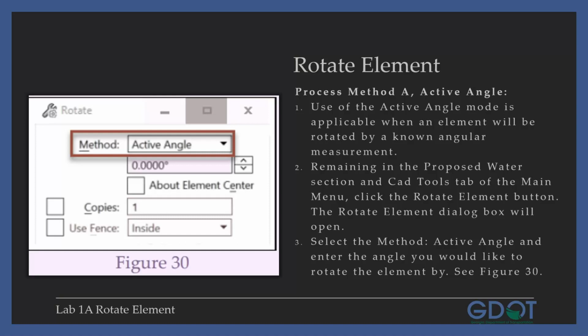Remaining in the proposed water section and CAD Tools tab of the main menu, click the Rotate Element button, and the Rotate Element dialog will appear. Select the method, active angle, and enter the angle you would like to rotate the element by, as depicted in Figure 30.